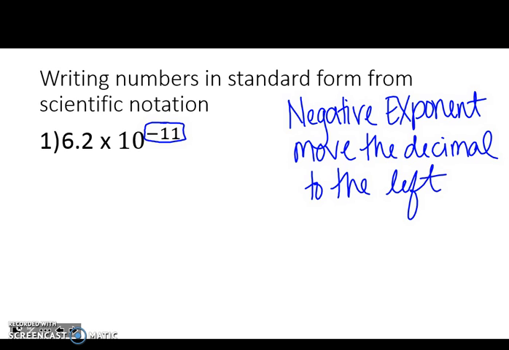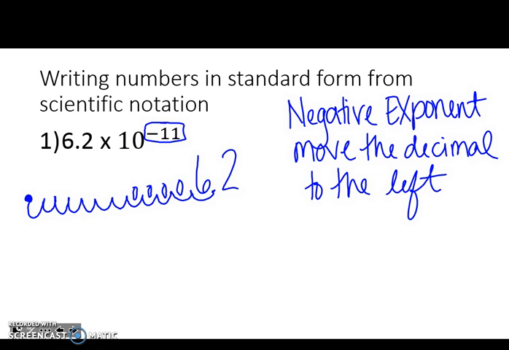Okay, so same concept. So I'm going to take that leading coefficient of 6.2. Gotta leave myself some room. And I'm going to move it to the left, 11 spots. 2, 3, 4, 5, 6, 7, 8, 9, 10, 11. And then we fill them in with zeros.